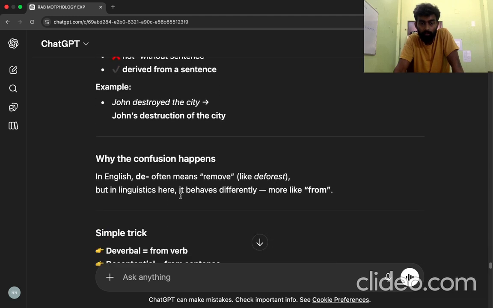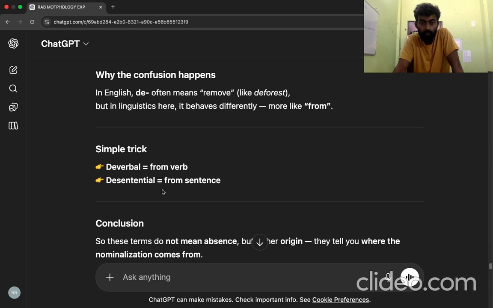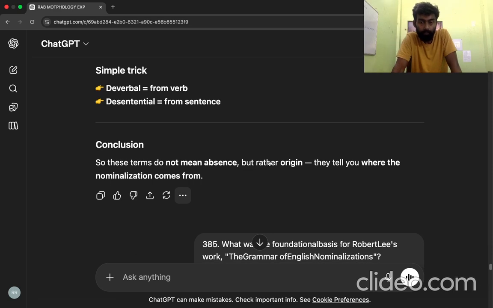Why the confusion happens. In English, "de" often means remove, like "deforest." But in linguistics here, it behaves differently, more like "from." Simple trick: deverbal equals from verb. Desentential equals from sentence. Conclusion. So these terms do not mean absence, but rather origin. They tell you where the nominalization comes from. The answer "denominalization" is incorrect.